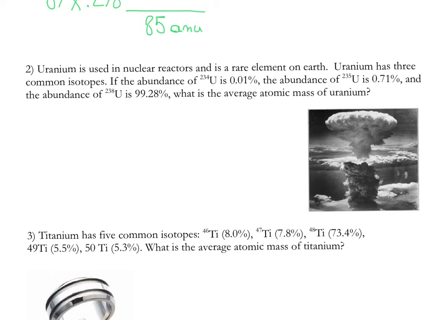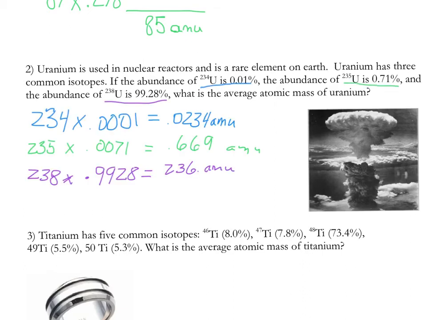For our next example, we're going to look at uranium. And uranium has three common isotopes: uranium-234, uranium-235, and uranium-238. Each of these has its own percent abundance. So for each of these, we are going to take the atomic mass and multiply it by the decimal form of the percentage.